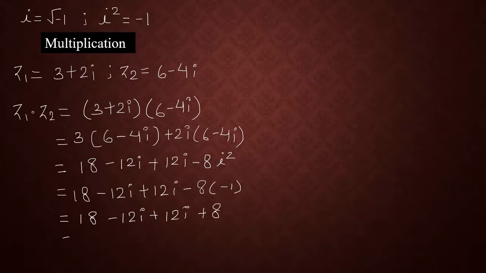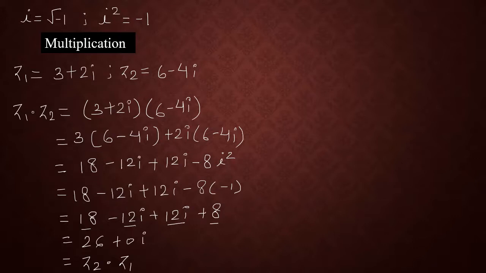Now the next step, add real with real, which is 18 and 8 we will add. So 18 plus 8 gives you 26, and this minus 12i plus 12i gives you 0. So we get 0i, which is the answer for Z1 into Z2. After getting the value of Z1 into Z2, understand one more property. Z1 into Z2 is also equal to Z2 into Z1. If you write Z2 first and Z1 later, then also you will have the same answer. So this is the example of multiplication.